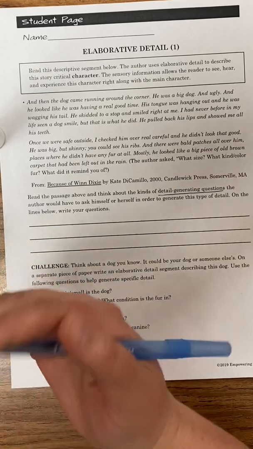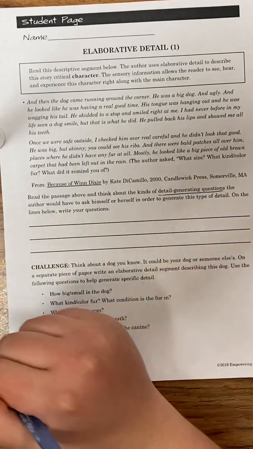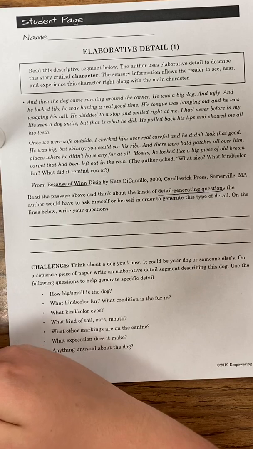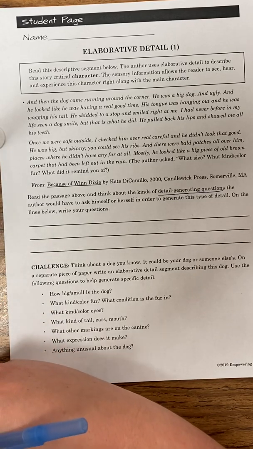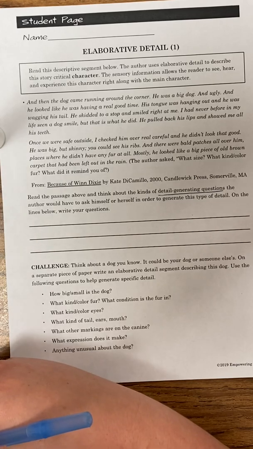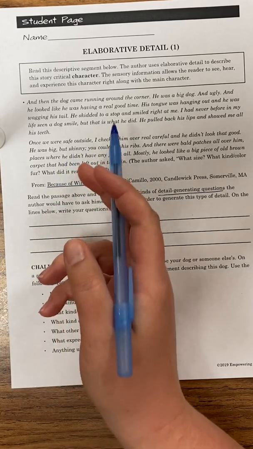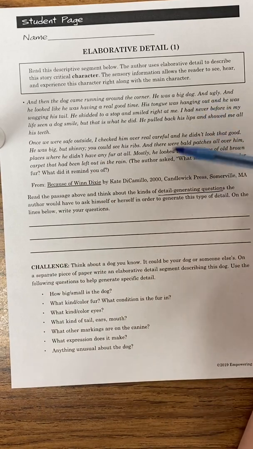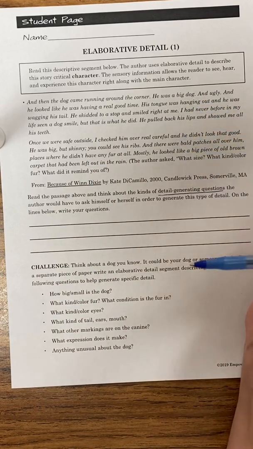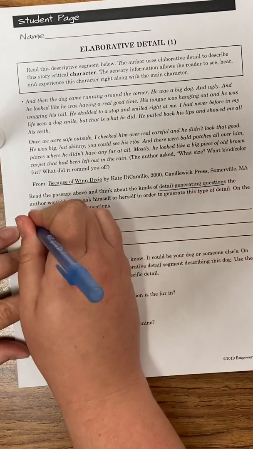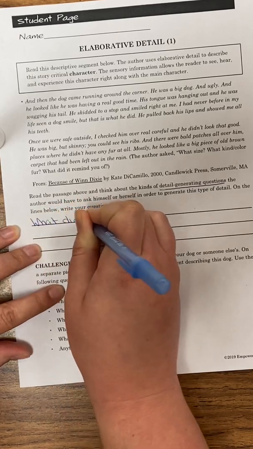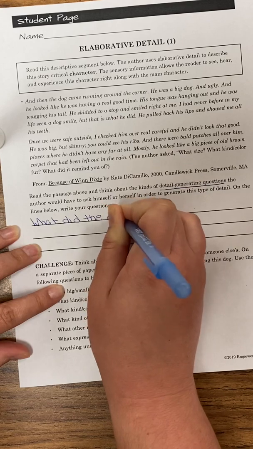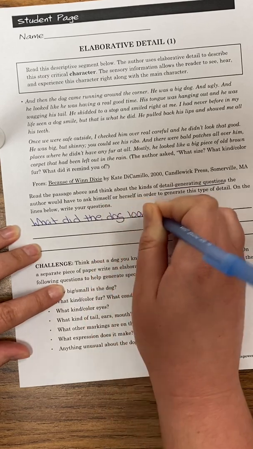Now, I am reflecting. So I'm thinking out loud and I'm reflecting. So back in this story, we talked about a dog. Okay, so we talked about a specific dog, and I'm thinking of questions that have been answered in these two paragraphs. So what did the dog look like?